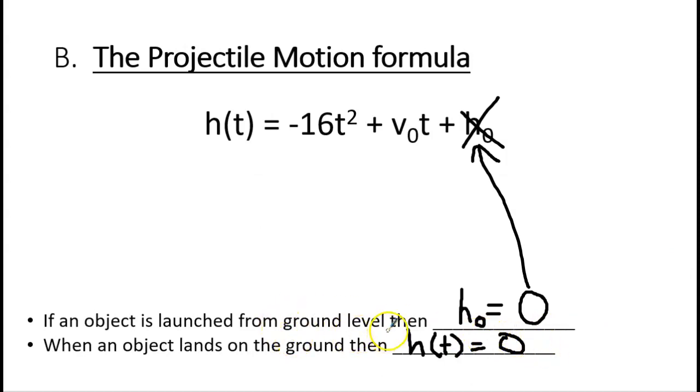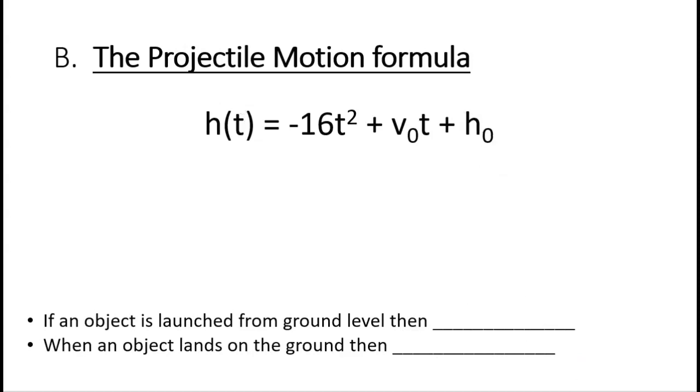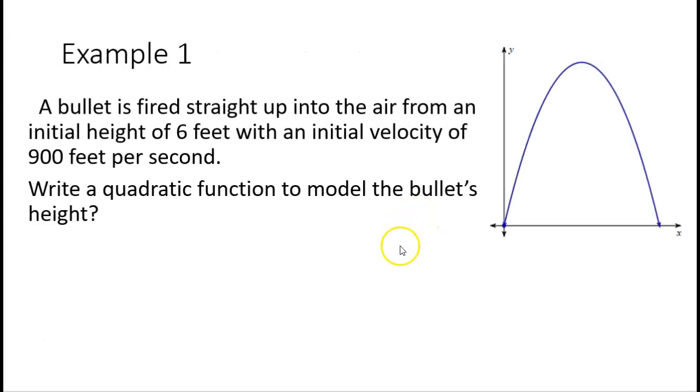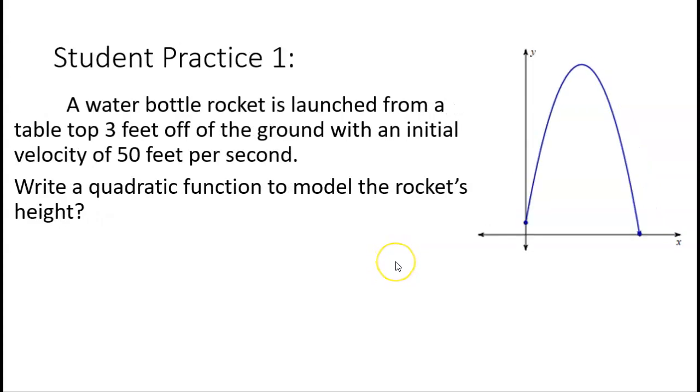If it's launched from the ground level, that means we're going to plug 0 in for h of 0. If they tell us that the object is landing on the ground, then that means we're going to plug 0 in right here for the h of t. Okay? Keeping those things in mind, I think we're ready to jump into an actual problem here.